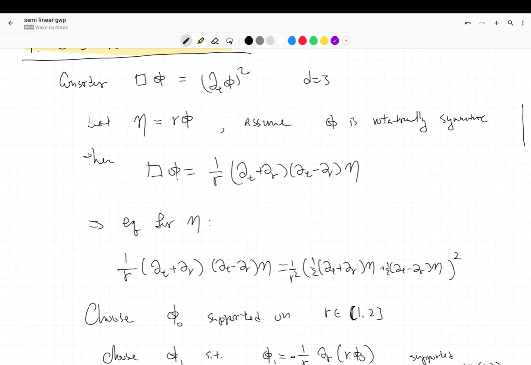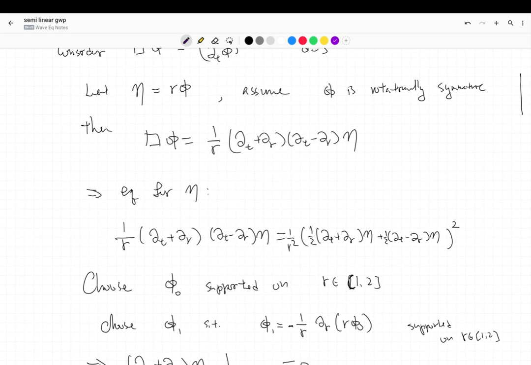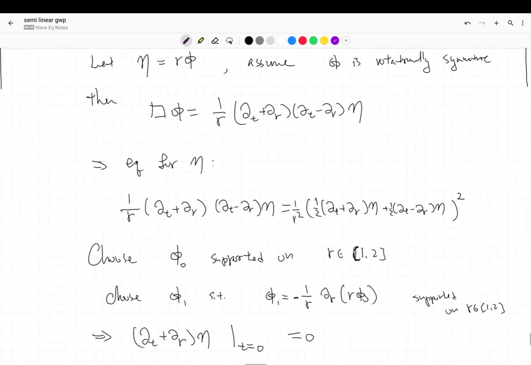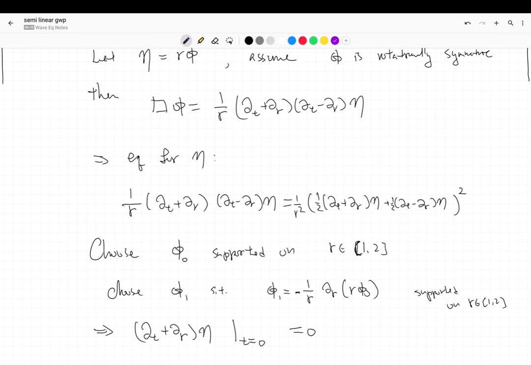Now, one of the things we notice is that in 3 dimensions there is a magical computation: the box operator, if you look at the polar coordinate system, can be written as 1 over r times (dt plus dr) acting on (dt minus dr) acting on eta. So this is equal to box phi. This is your computation; you can check it yourself. And actually, if you took PDE 1 with me, then you have seen this done when we talked about the wave equation.